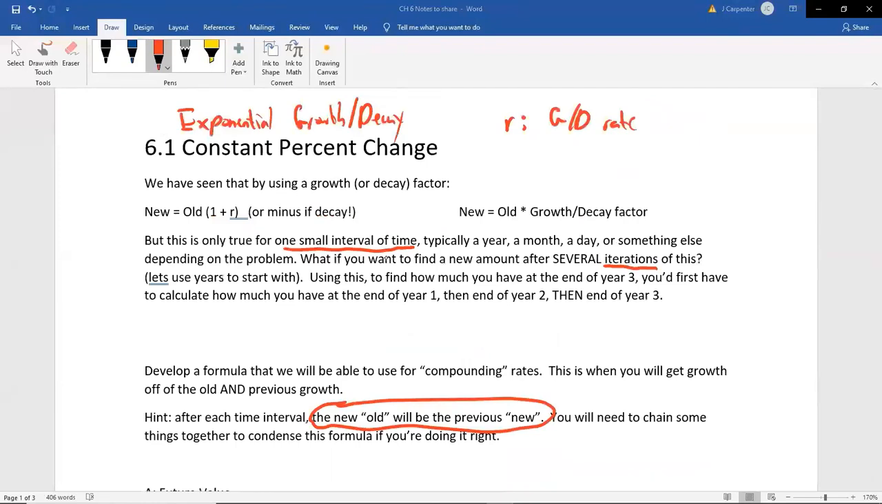The new old is the old new. So your beginning balance of year 2 becomes an ending balance of year 2 after you get your interest. Then that ending balance of year 2 becomes the beginning balance of year 3. Then you gain interest, and that becomes the ending balance of year 3. And then that value becomes the starting balance of year 4. So the new old will be the old new, and we're going to end up chaining some things together to condense this formula if we're doing it right.